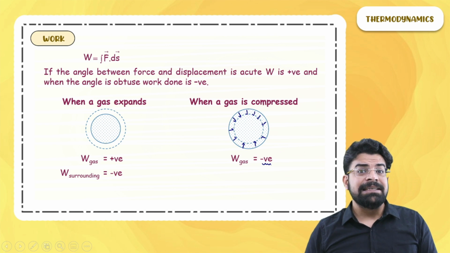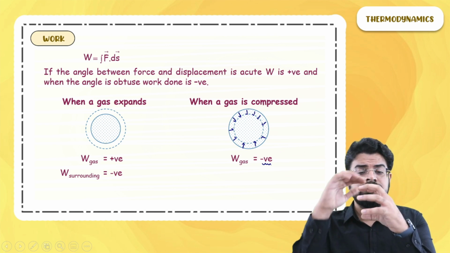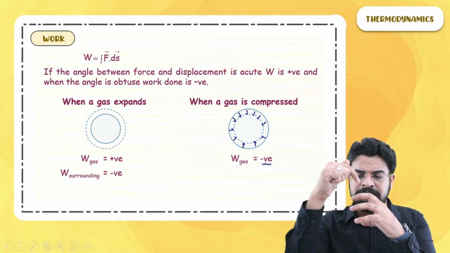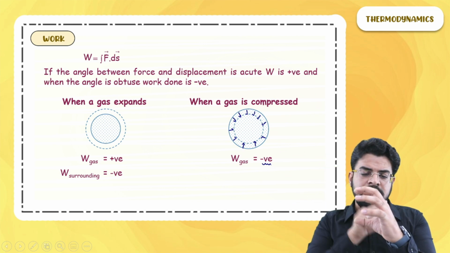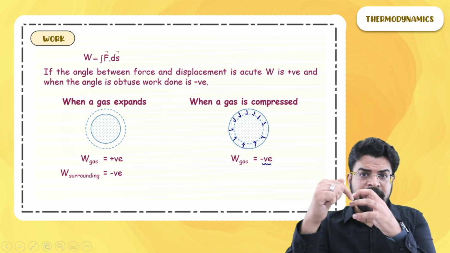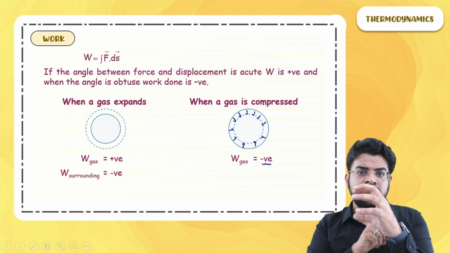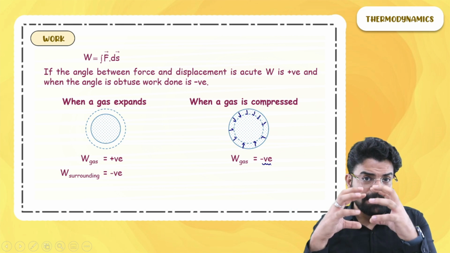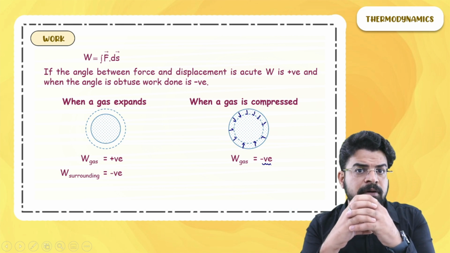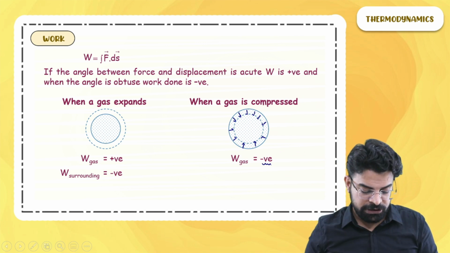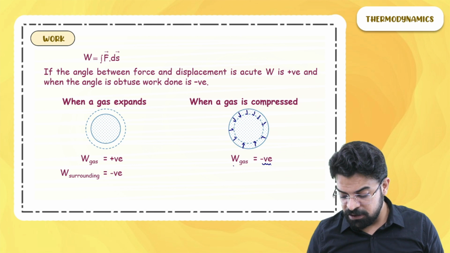Now let's think of the work done by the surrounding when the gas is compressed. The surrounding pushes the gas radially inward, and the molecules are also moving radially inward. So at all places, the angle between force and displacement is 0, and the work done by the force of the surrounding is positive. So when the gas compresses, the work done by the gas is negative, while the work done by the surrounding is positive.